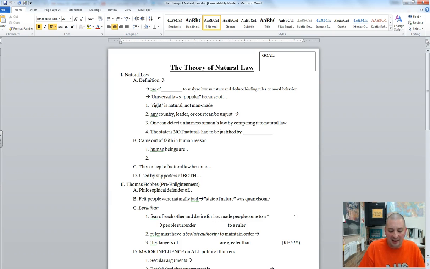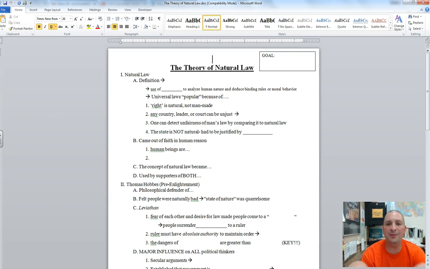And the idea is that any country, any leader, any court can be unjust because right and just exist above and outside of the government and outside of the law. And that one can detect unfairness of man's law by comparing it to natural law. And so natural law, again, this universal law code, is saying that just because something is a law doesn't mean that it's just. We have to compare it to natural law.